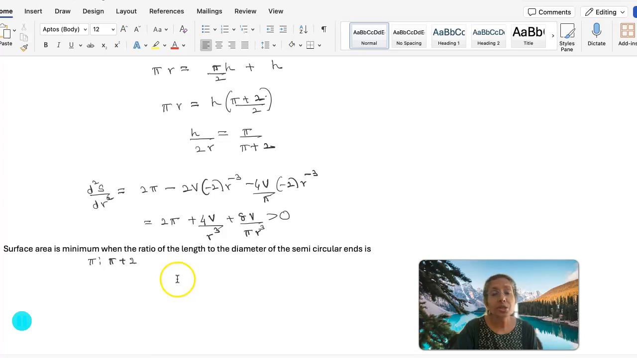So we have seen applications of derivatives in the problems involving cone and sphere and also a half circular cylinder.